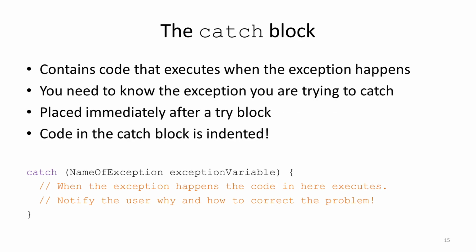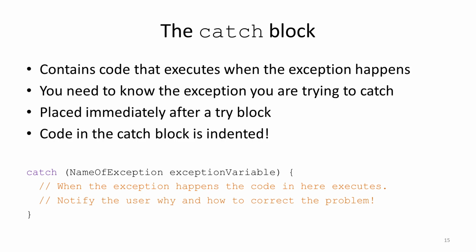After a try block, you have the catch block. The catch block contains code, what you want to do when the exception happens. Now you need to know the exception that you are trying to catch. The catch block itself is placed immediately after the try block. You cannot have any code between the try and the catch. And just like the try, any code inside the catch needs to be indented. So when the exception is thrown, what do you want the program to do? How do you want the program to handle it?